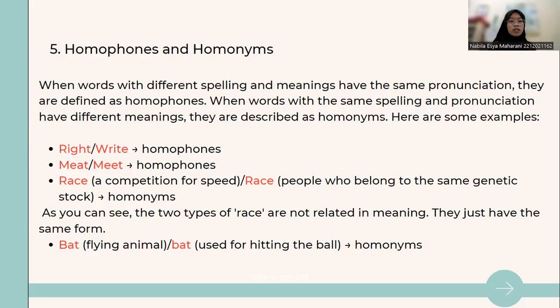The last is bat. Bat as a flying animal, and bat in this use for hitting the ball, is called homonyms.